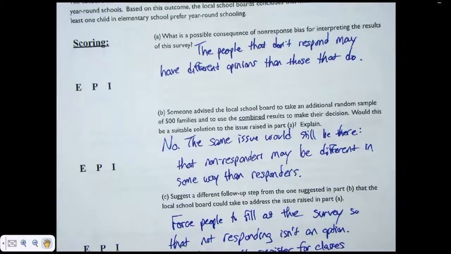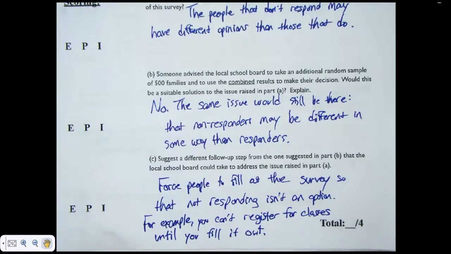Part B says, well, we didn't get all these responses. These people aren't answering us, so let's just send out more. Well, that's just like doubling down on your error. You're doing it wrong. Your process is causing this issue, and you're just doing the process again. That's like if someone doesn't speak English and you just talk louder. It doesn't help the issue.